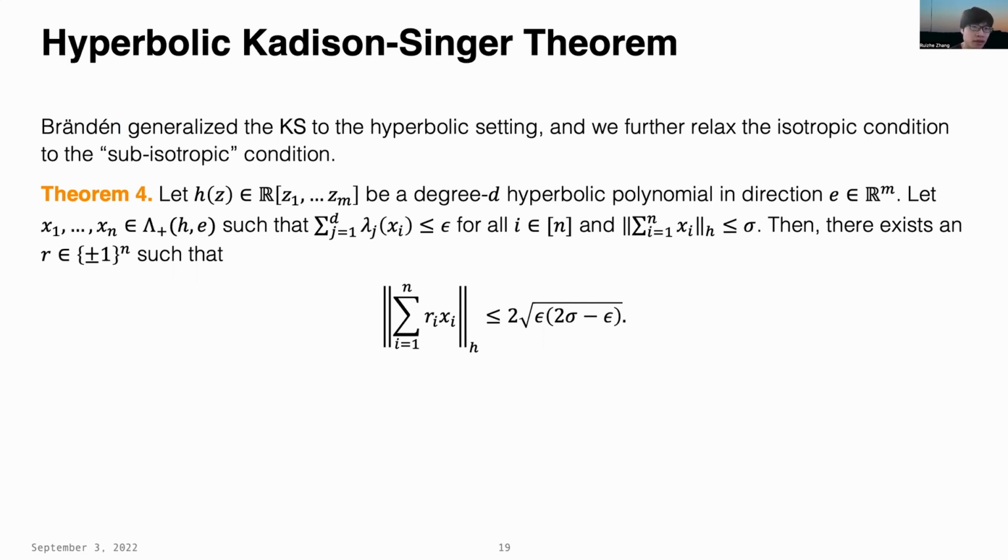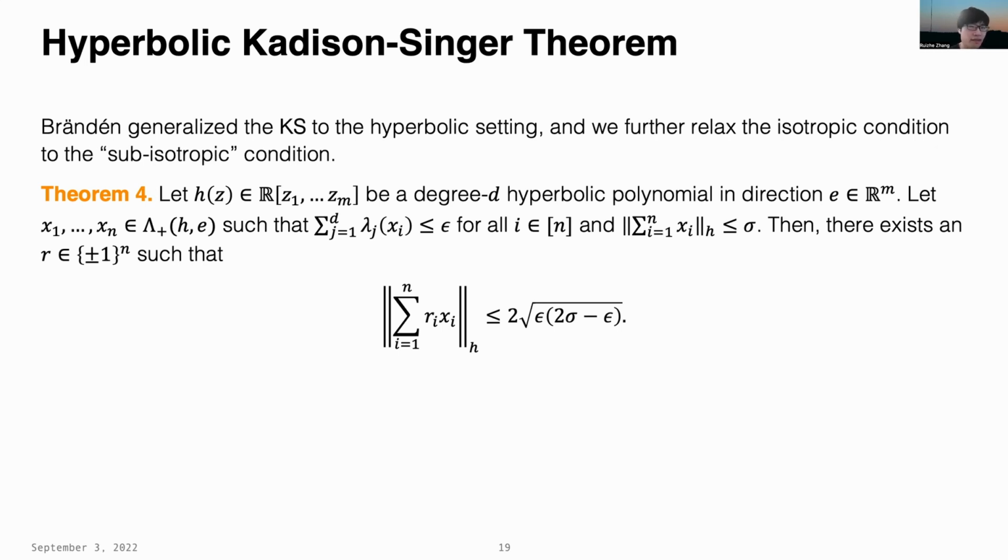For the hyperbolic version of the Kadison-Singer theorem, Brändén generalized the KS theorem, and in our paper, we further relax the isotropic condition to the sub-isotropic condition, as shown in this theorem. Let p still be a hyperbolic polynomial in direction e, and let x1 to xn be n vectors in the hyperbolic cone, such that the sum of all hyperbolic eigenvalues of xi is at most epsilon for all vectors, and also the spectral norm of the sum of xi is at most sigma for some parameter sigma.